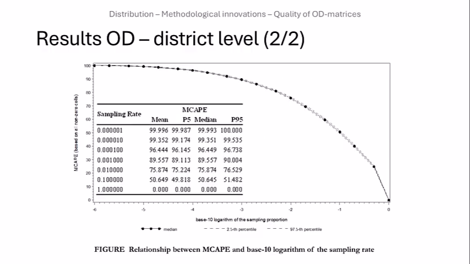The MCAPE results at the district level confirm the same trend. Even after correcting for asymmetry, the errors are significant unless the sample is very large. This highlights a consistent message. The finer the spatial detail, the more data is needed to get trustworthy OD estimates.